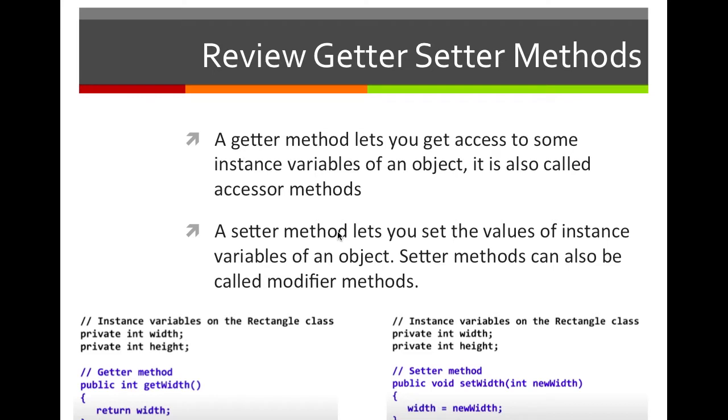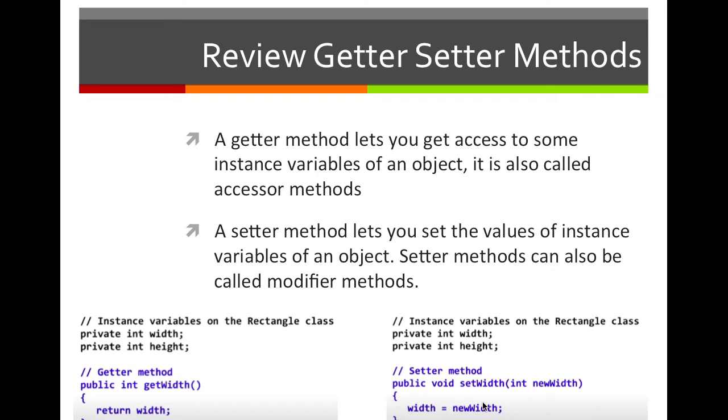Setter methods let you set values. We change the values of instance variables of an object. Setter methods can also be called modifiers, because we are modifying, we are changing the values. You can see here we have a setter method, public void setWidth. We are not returning anything, so it is void. But in the getter method, we have int, so we are returning something. In setWidth, inside the parentheses we have the variable newWidth. So from the object we send another value, and we change the width value with the new width value.